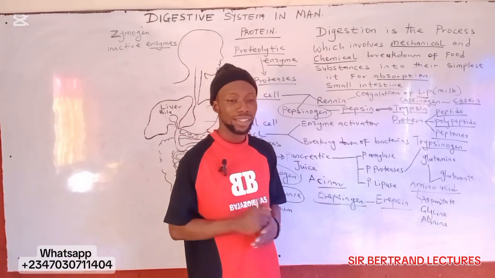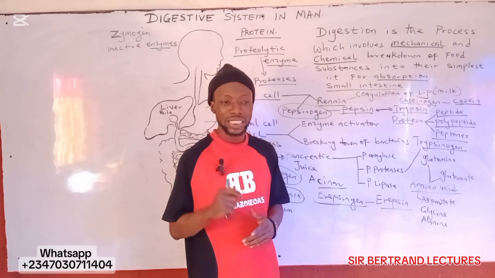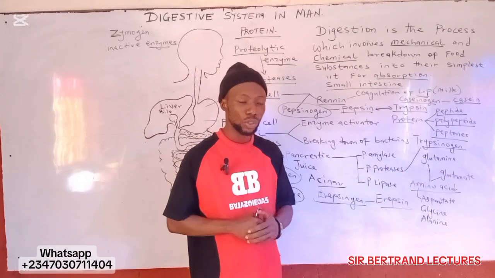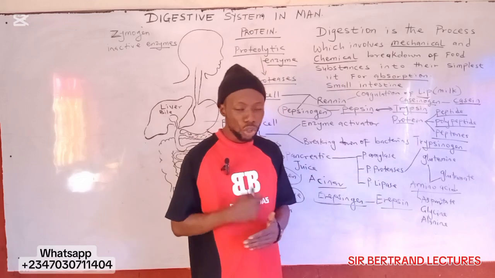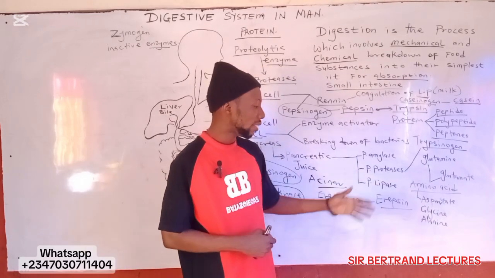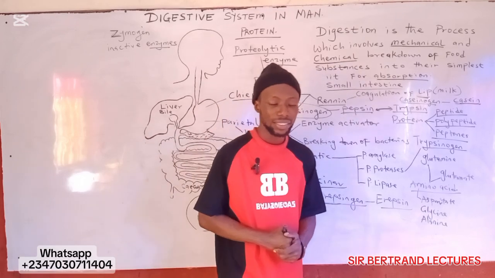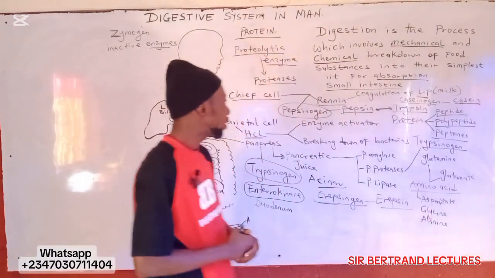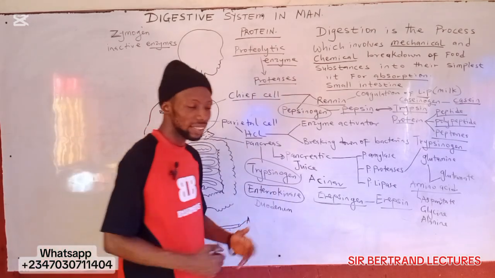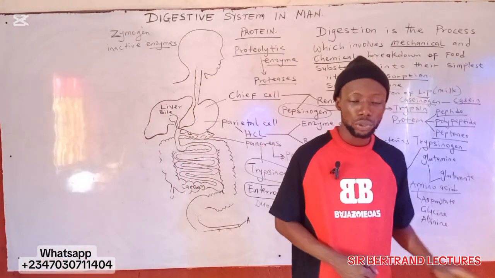Remember, the most abundant amino acids we have in proteins we eat are glutamine and glutamate, and other common amino acids we have in proteins are aspartate, glycine, and alanine. The next is going to be fat and oil, and that is going to be the last for today.